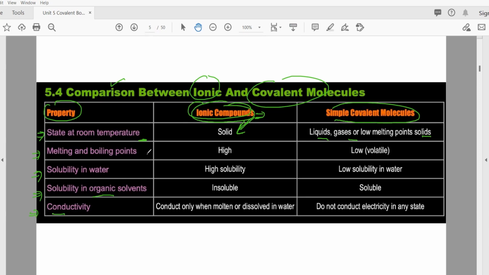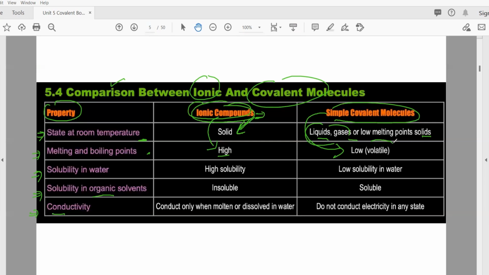Melting point and boiling point: ionic compounds have really high melting points and boiling points. For example, if you want to melt them, you have to provide a lot of energy. The simple covalent compounds have low melting points and boiling points because most of them are liquids and gases. So it is easy to boil them or to melt them.